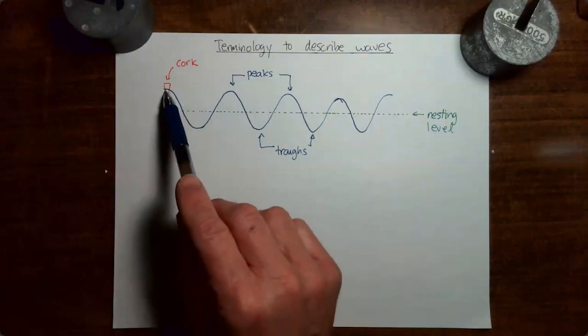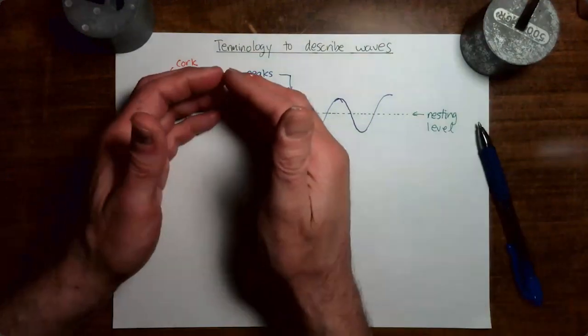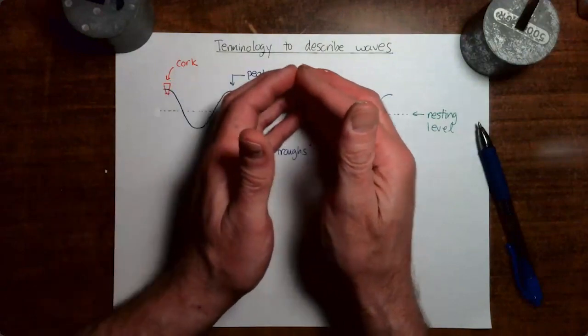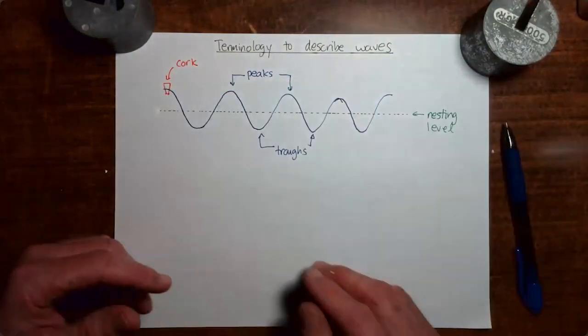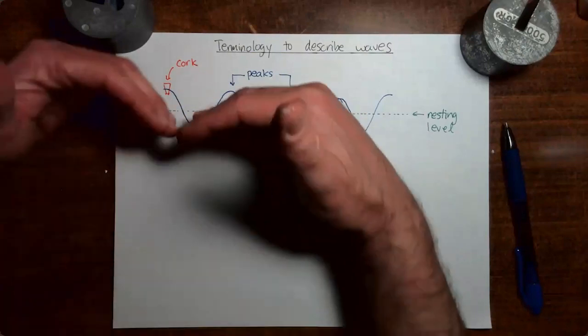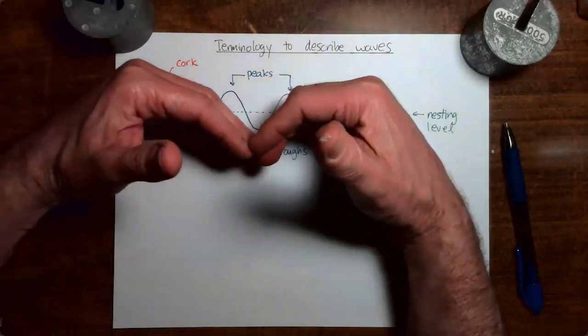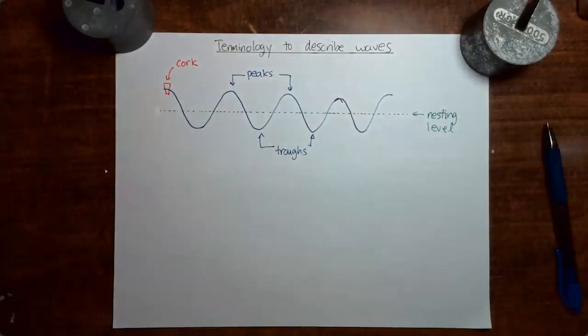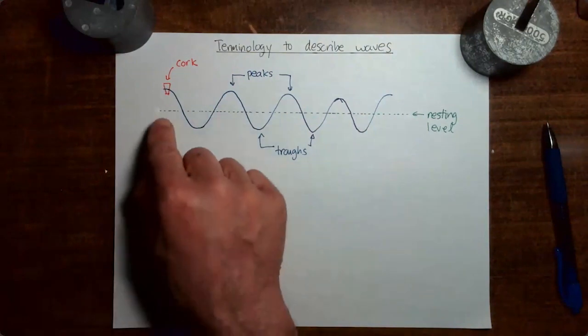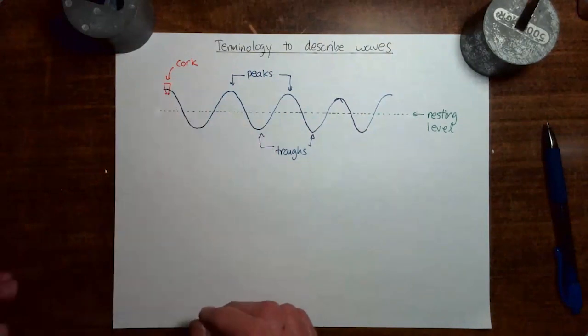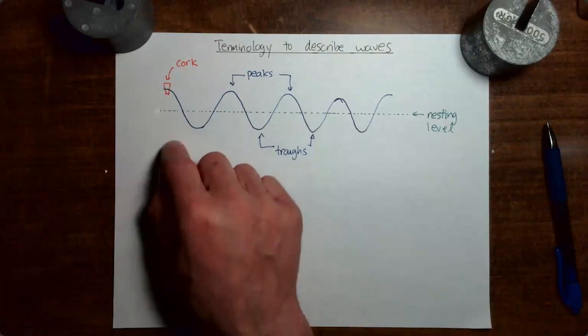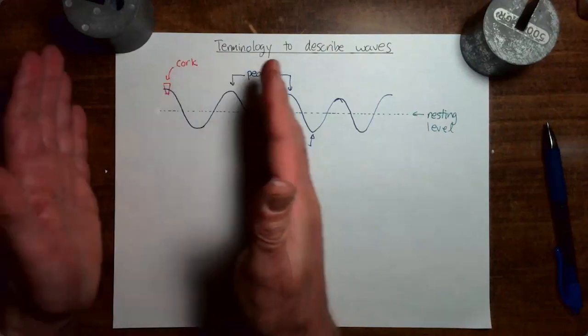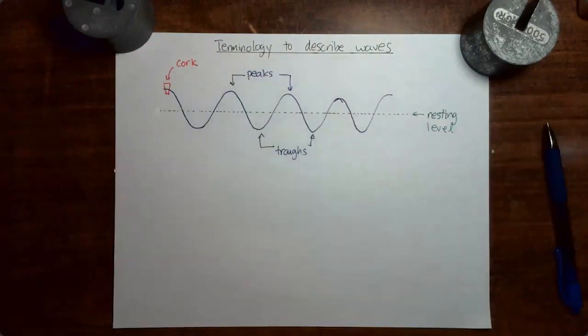Every time the cork goes up, it creates an up bump, which moves away from the position of the cork. Every time the cork goes down, it creates a down bump, which moves away from the position of the cork. So as the cork is bobbing up and down, it creates this wave train of up bumps and down bumps, all moving away from the position of the cork.